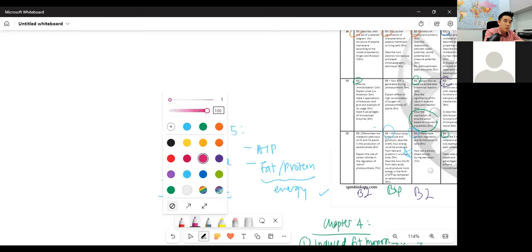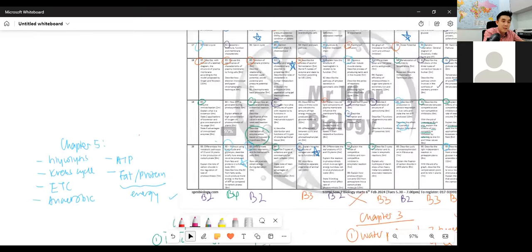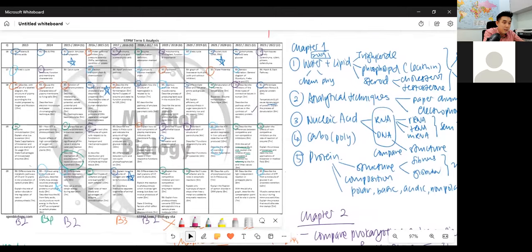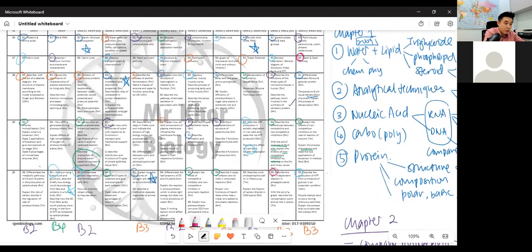Okay, guys, what else? This one, this is light purple. Okay, chapter 6. Chapter 6, Hatch and Slack already came out. Sadly. Light independent. Okay, light independent reaction. Cyclic. After that would be photosynthesis.